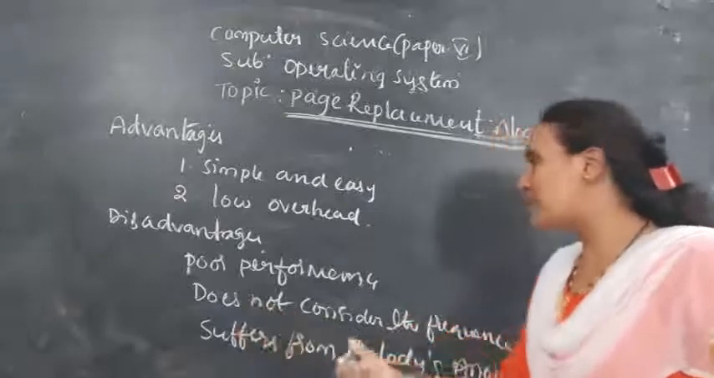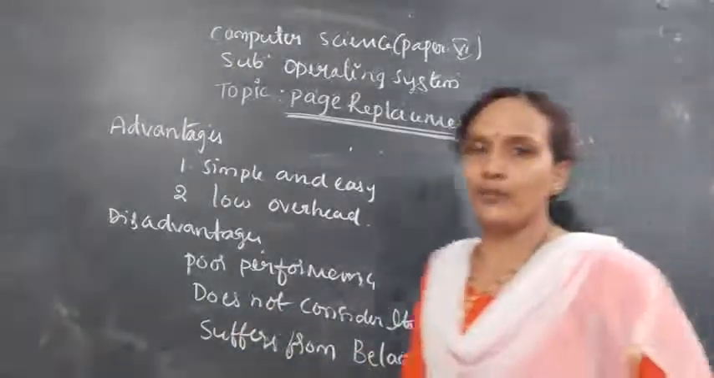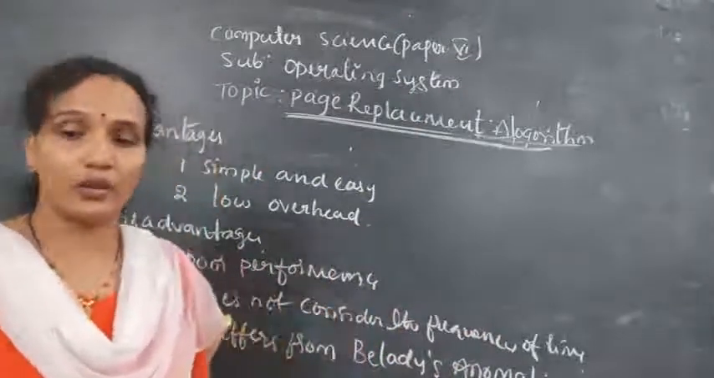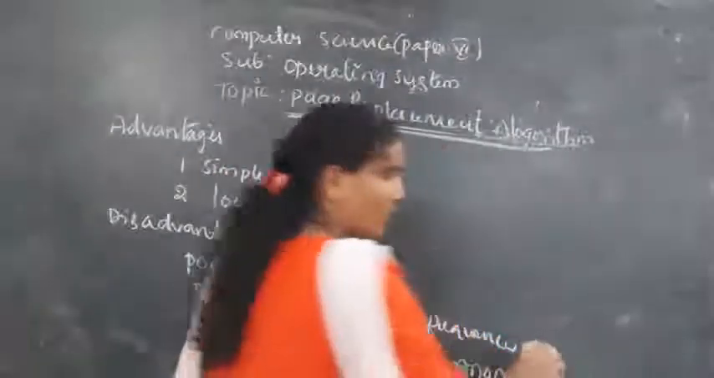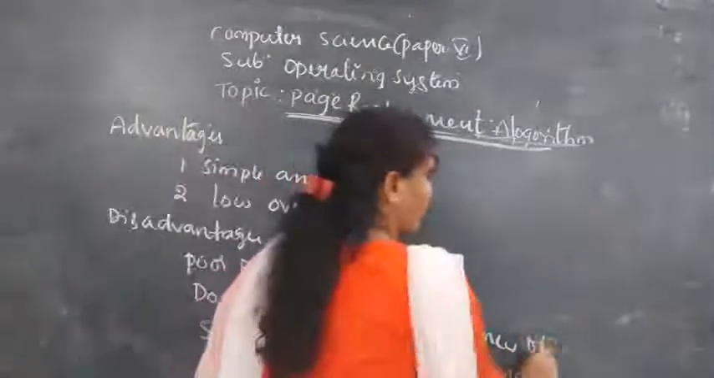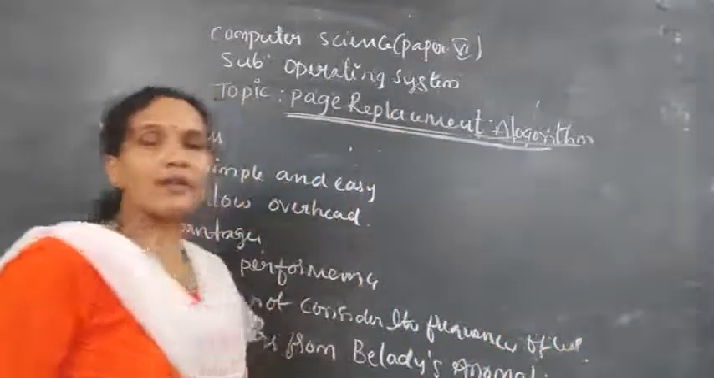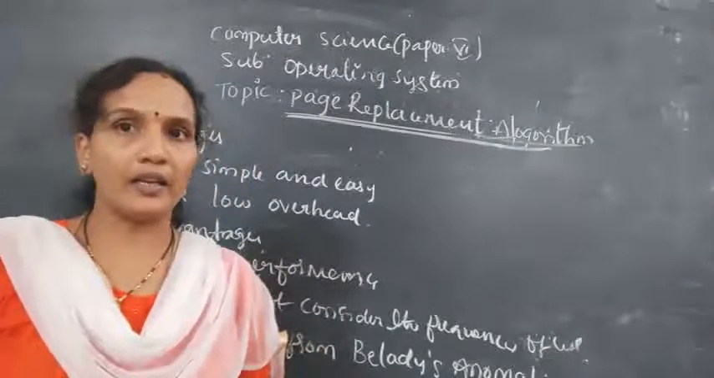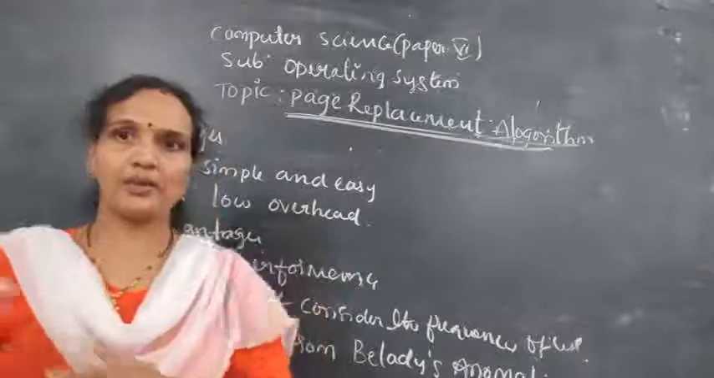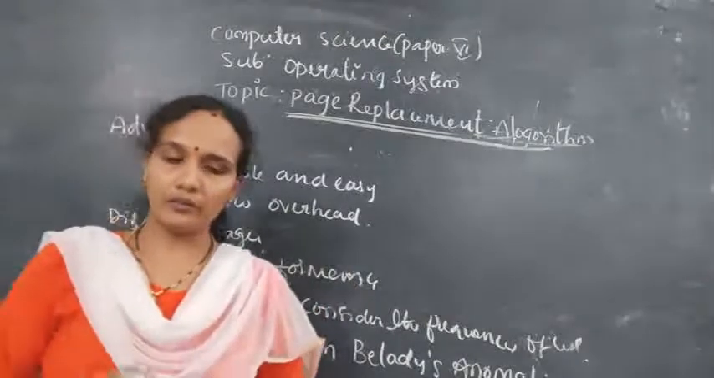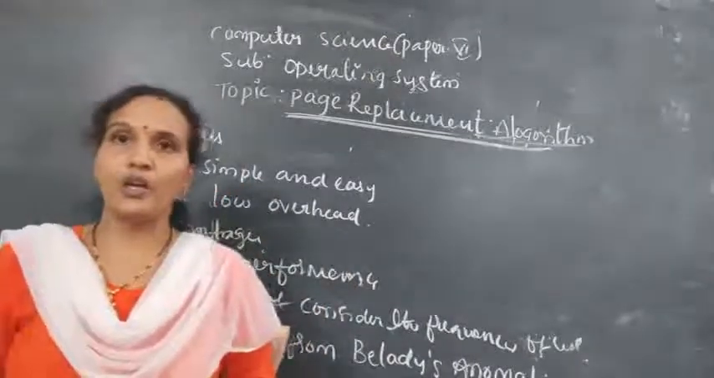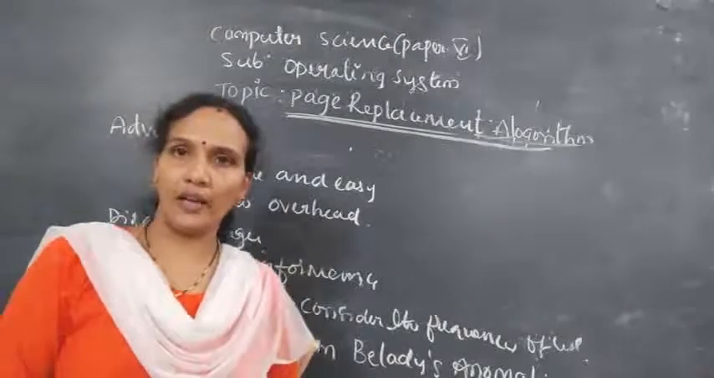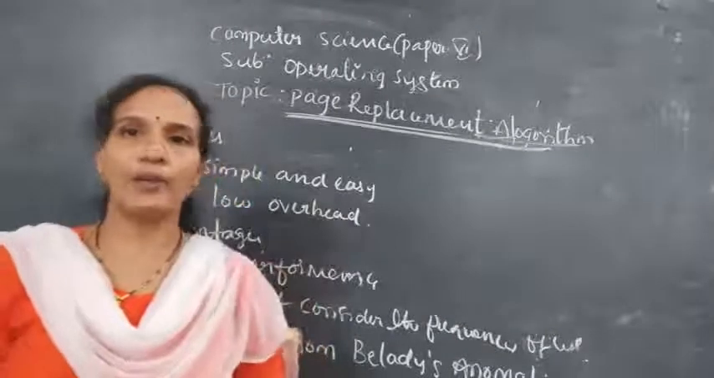Now, it does not consider the frequency of use, the number of times a page is used. Frequency of use means, as I have already explained in one example, the same 3, 1 and 2 pages, two or three pages, are loaded a number of times and swapped out from the main memory a number of times.